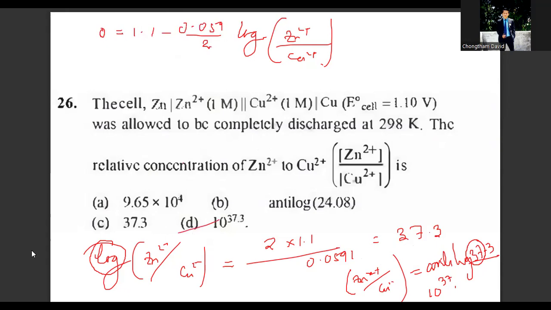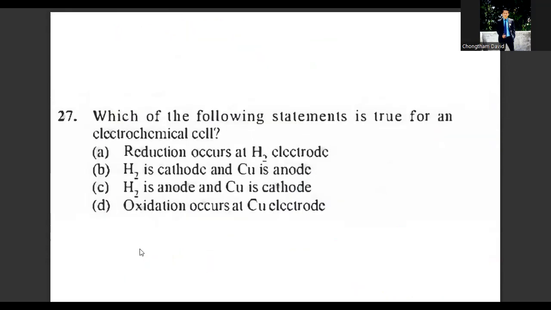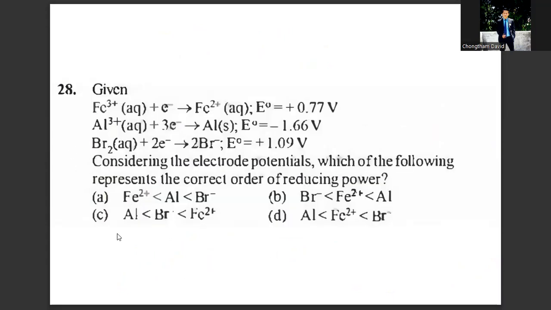Moving on to the next question. Question number 27. Which of the following statement is true for an electrochemical cell? The reduction potential of copper is more than hydrogen. This is true. Question number 27, option C.